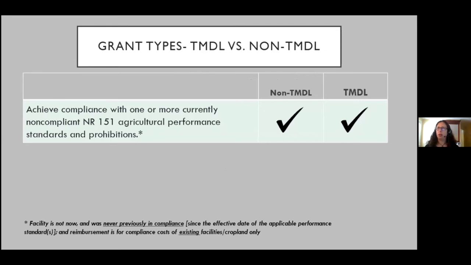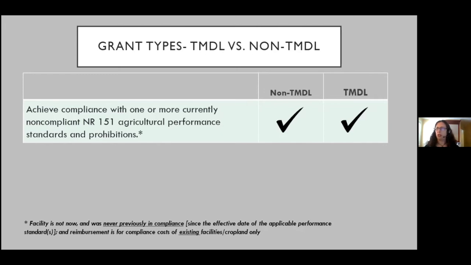So we've learned that both non-TMDL and TMDL grants can fund NR 151 performance standard compliance at facilities that are not now and have never previously been in compliance since the effective date of the applicable performance standard. And reimbursement is for compliance costs of existing facilities and croplands only. This type of TMDL project, NR 151 compliance, is frequently the source of confusion with the program.